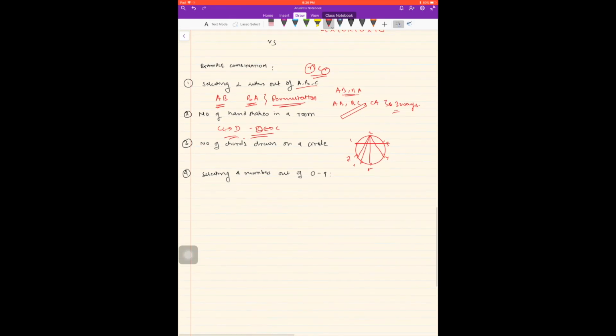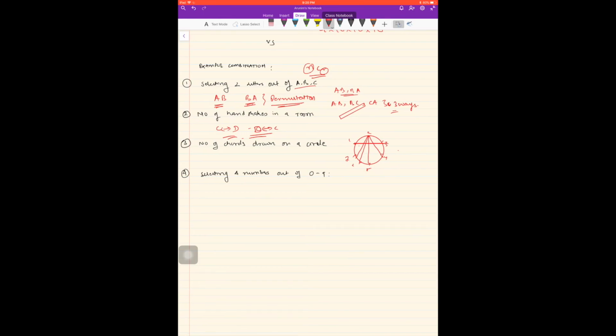So this is another example of combination. The underlying ask is the same: to find the number of ways in which this can be done. But of course, you need to understand here that the order in which you join from 1 to 3 or 3 to 1 doesn't matter. So in this case, you will treat it as a combination problem.